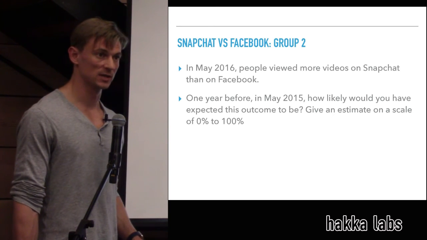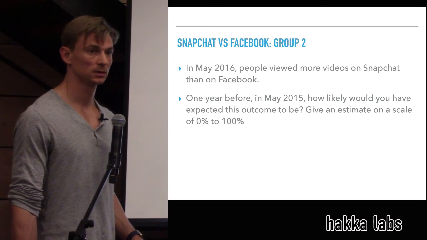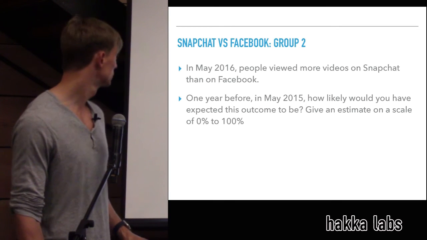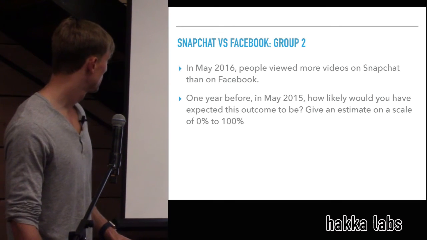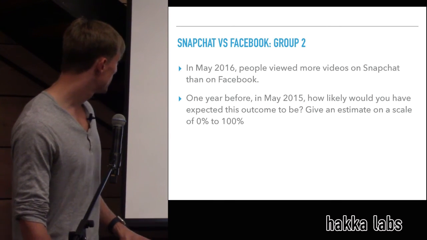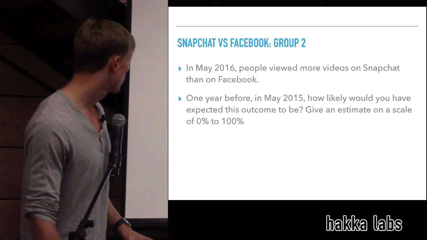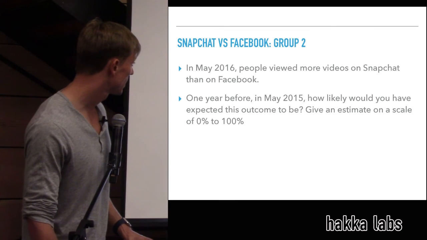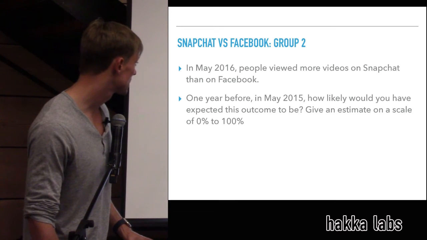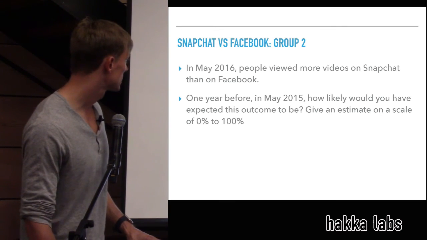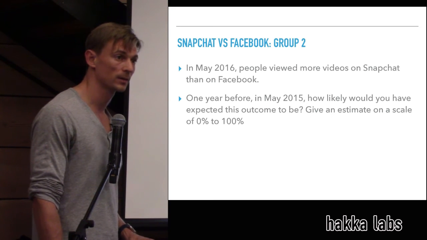Again, I apologize if the text is too small in the back. I'll read out the question. In May 2016, people viewed more videos on Snapchat than on Facebook. 1 year before, in May 2015, how likely would you have expected this outcome to be? Give an estimate on a scale of 0 to 100.